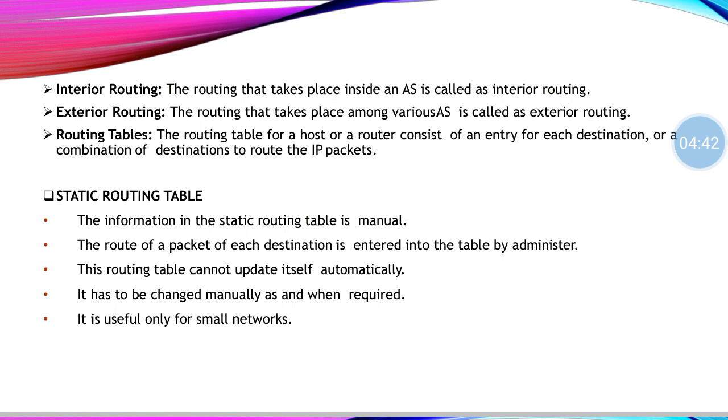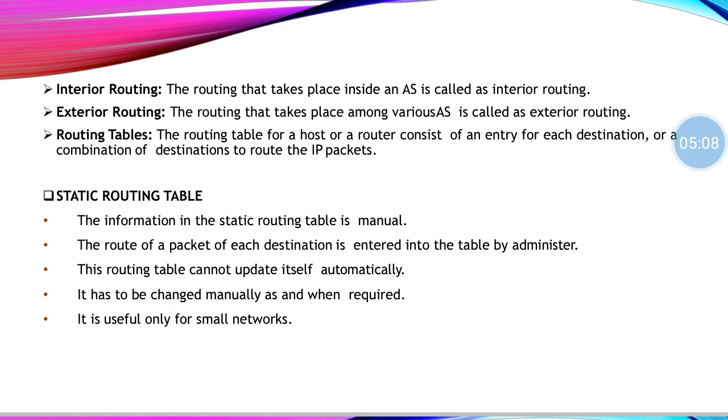Interior routing: the routing that takes place inside an autonomous system is called interior routing. In the sense, if the routing is taking place only within Bhinder, considering the same example, then it is known as interior routing. Exterior routing is routing that takes place among various autonomous systems. That is, if routing is taking place between Mira Road and Bhayandar, then it is known as exterior routing.